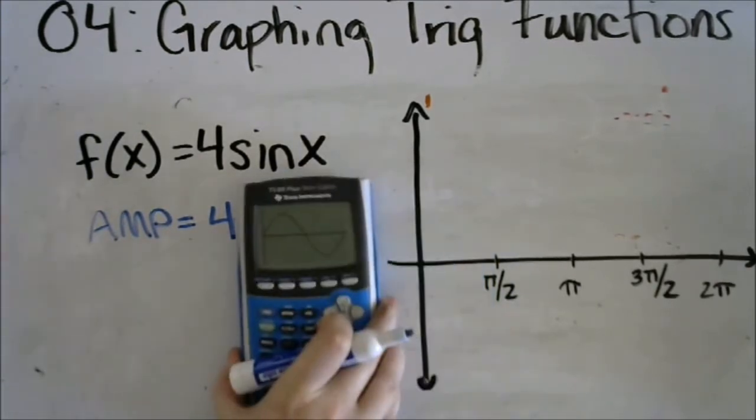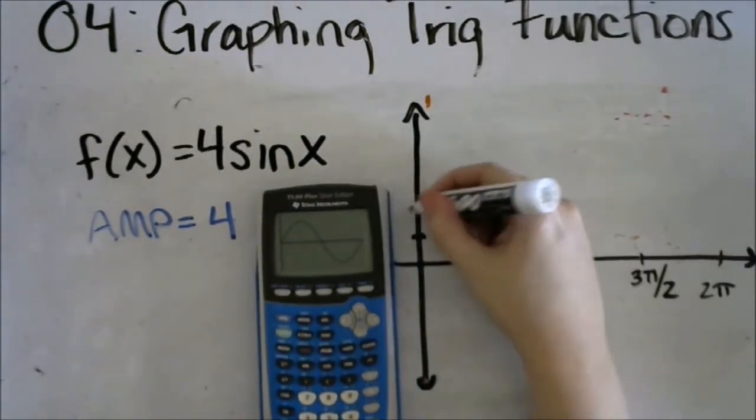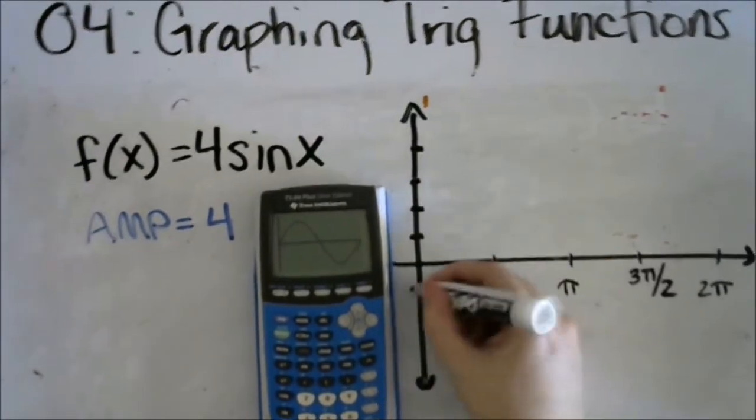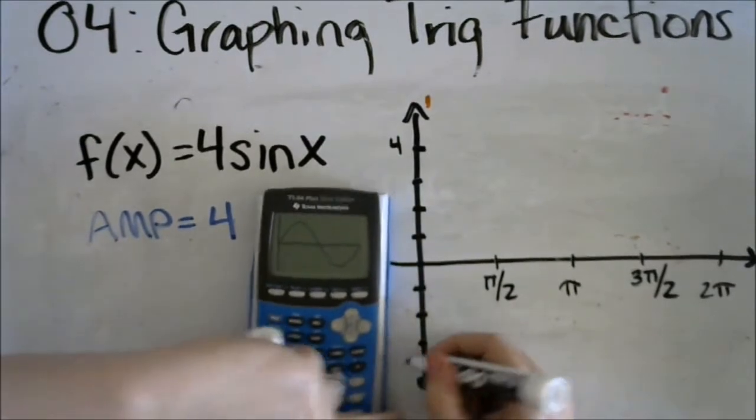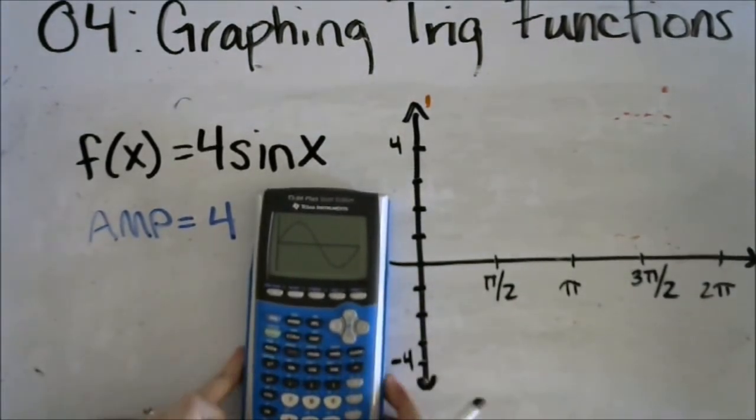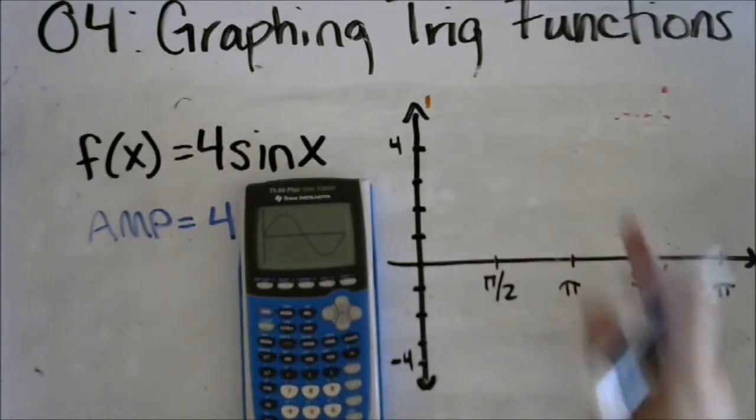And now I can see the entire curve. Let's choose a scale on our y-axis that allows us to graph this. 1, 2, 3, 4, 1, 2, 3, 4. Here's 4 and negative 4. Our first graphs were very specific. I made sure to graph every point along the curve.